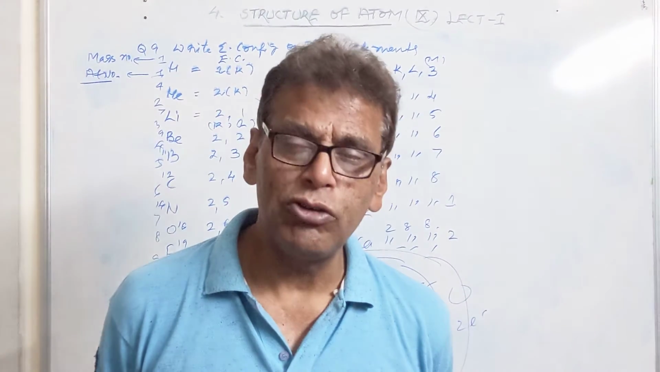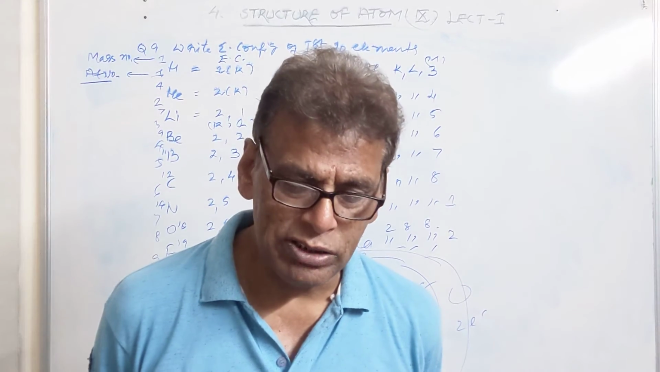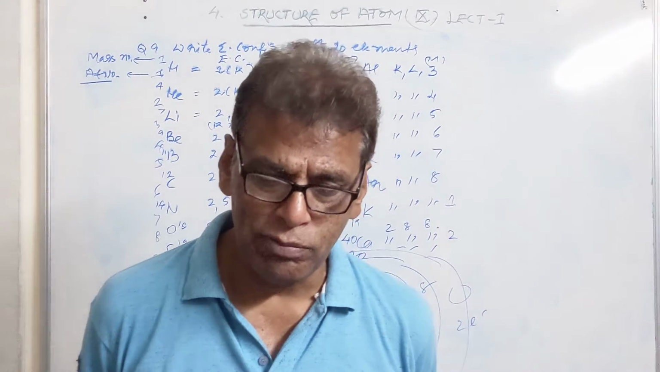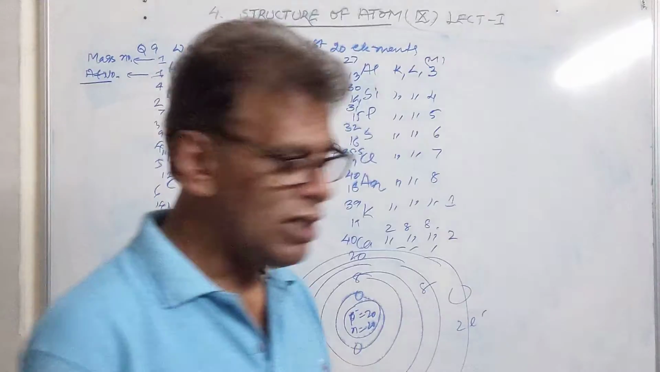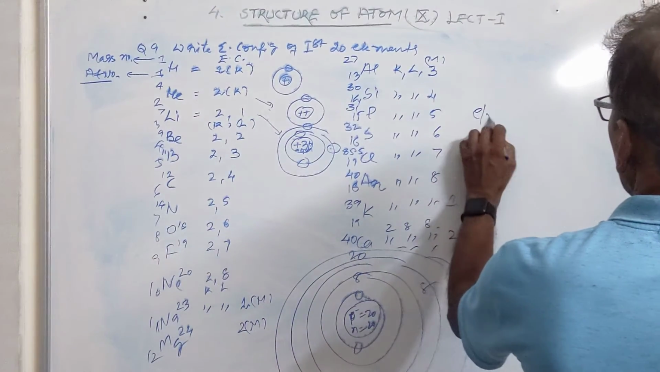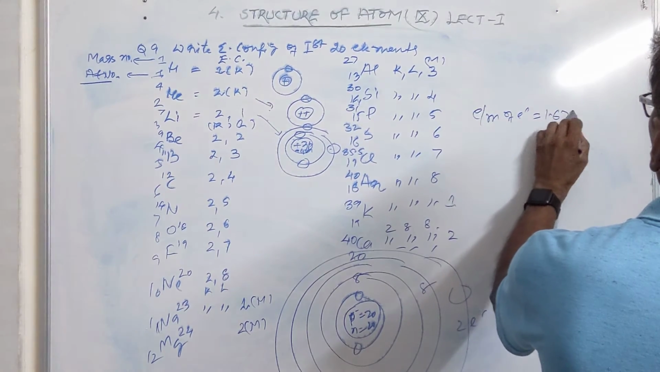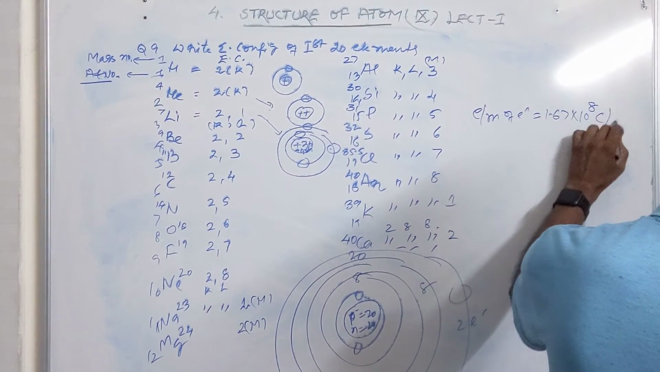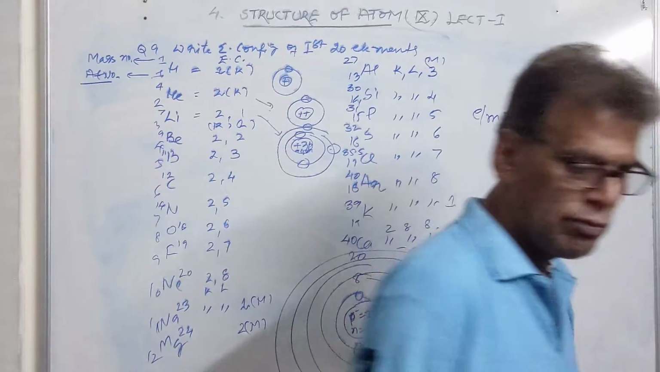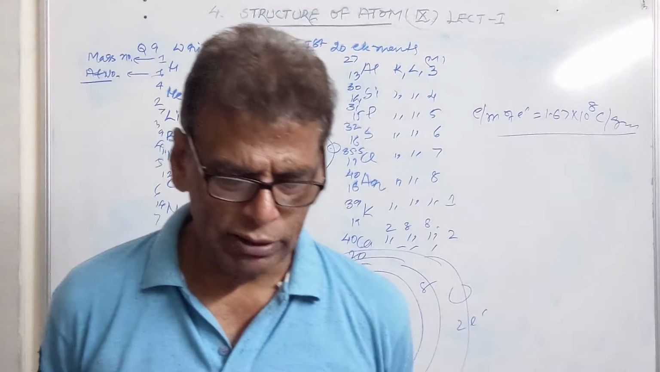Charge upon mass ratio for electron is 1.76 into 10 raised to power 8 coulomb per gram. So the charge upon mass ratio for electron, e by m ratio of electron, is equal to 1.76 into 10 raised to power 8 coulomb per gram. This is to be kept in mind. It is constant for the electrons.